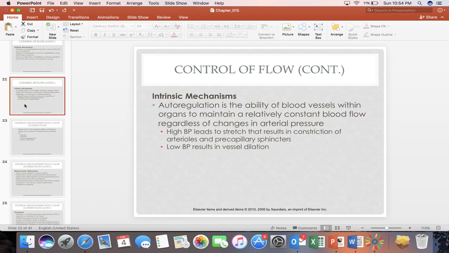Intrinsic mechanism of blood flow includes autoregulation, which is the ability of blood vessels within the organ to maintain a relatively constant blood flow regardless of changes in the arterial pressure. So high blood pressure leads to the stretch that results in constriction of arterioles and the precapillary sphincter. When you have low blood pressure, that causes vasodilation.